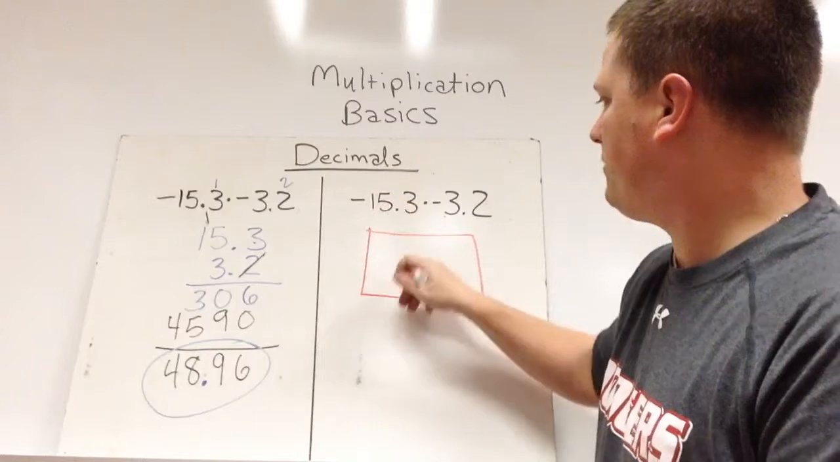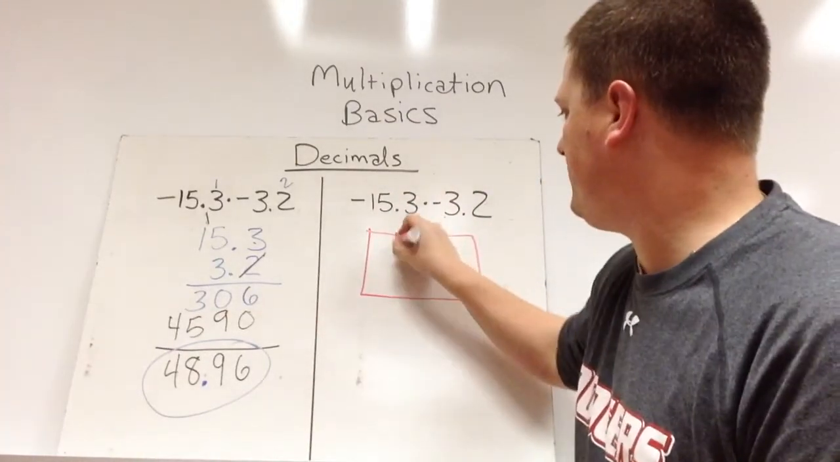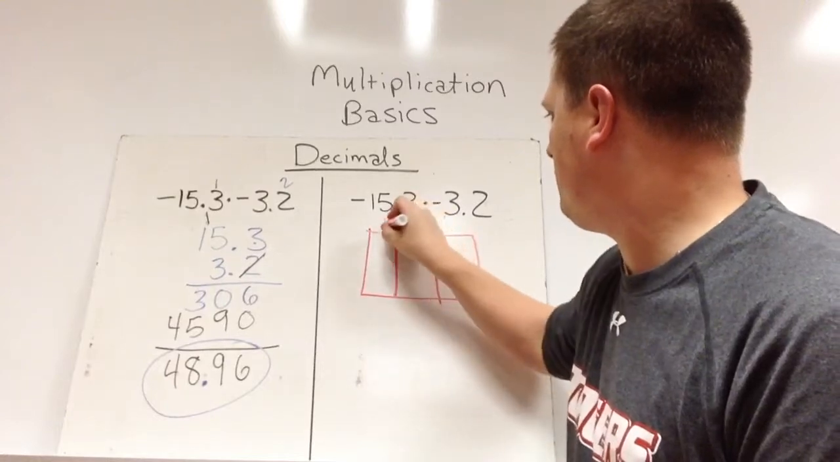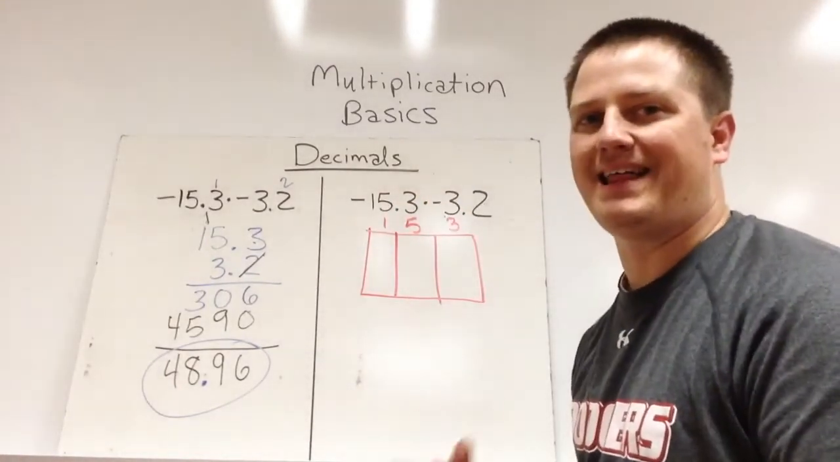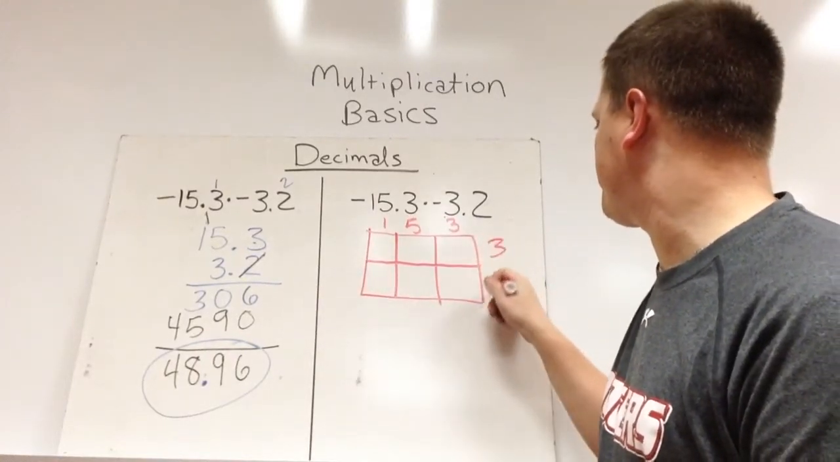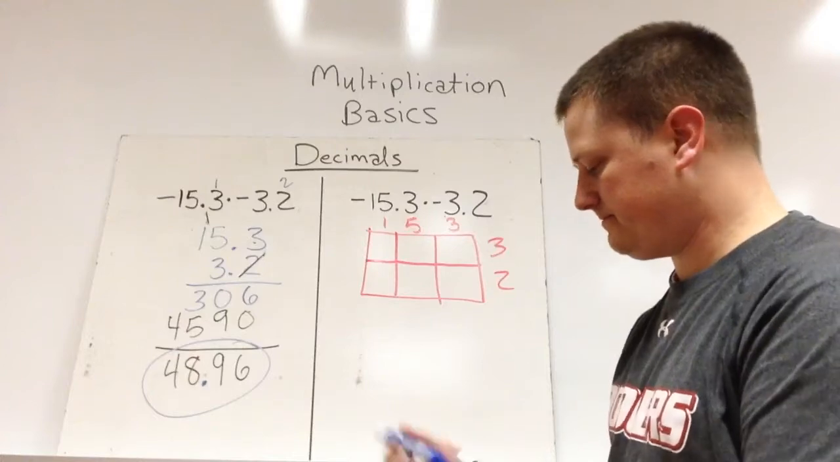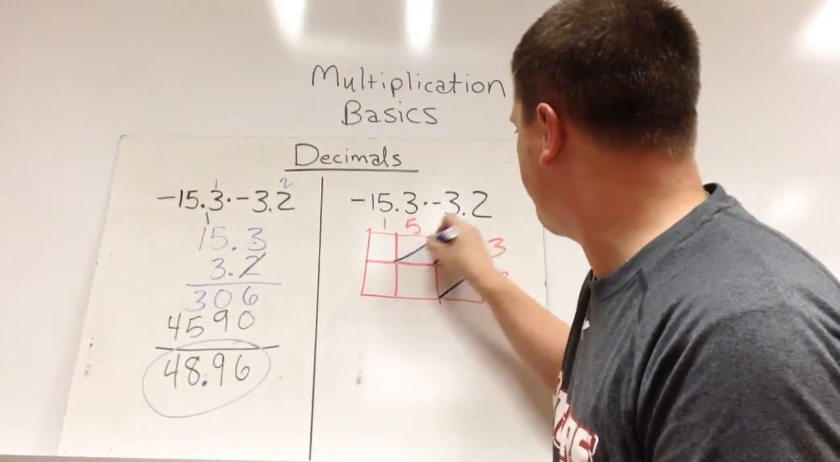So we got 15.3. We're going to treat it like it's 153. So we need 3 spots. 1, 5, and 3. 3.2, we're going to treat that like it's 32. So we need 2 spots there. Cut each box in half diagonally.